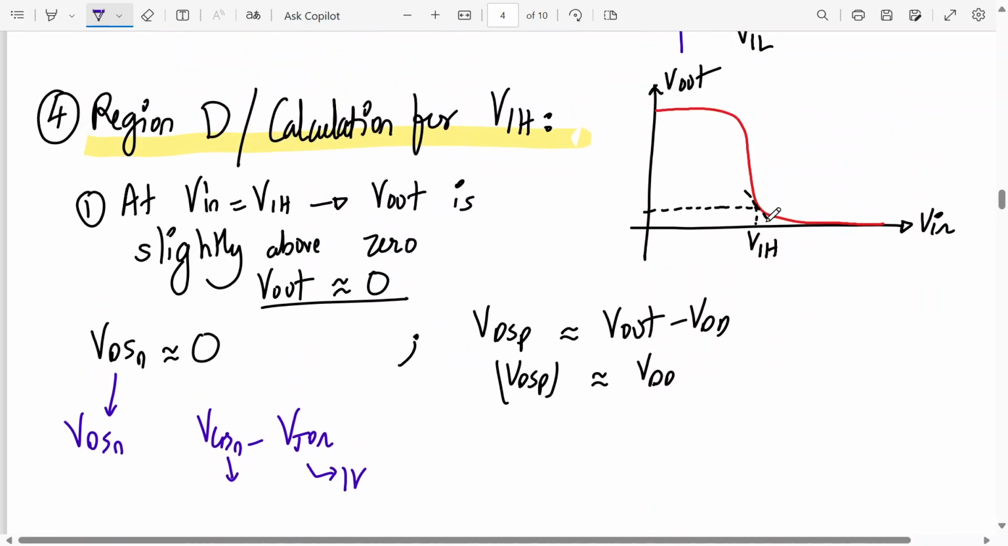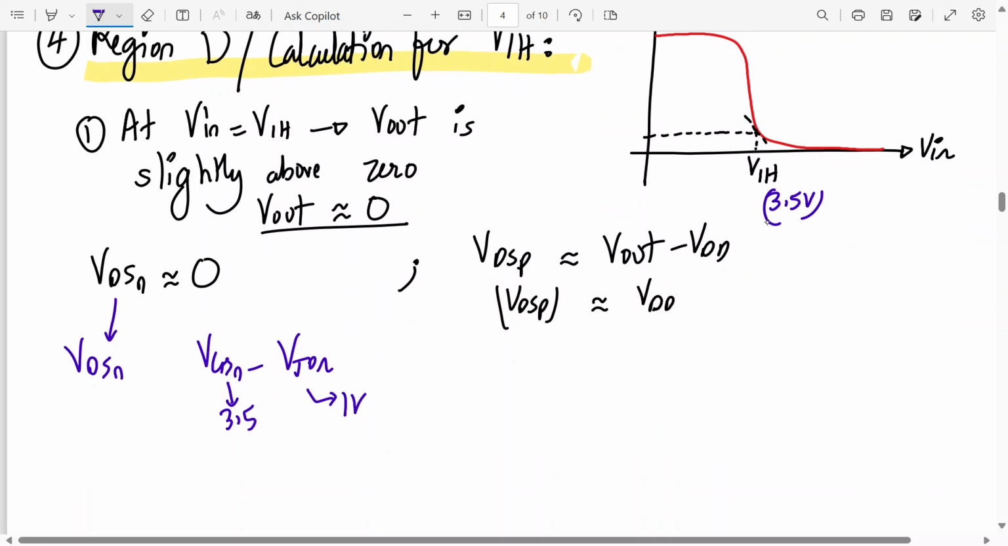Let's say the VIH value is somewhere around greater than VDD by 2, so let's say 3.5 volt. Okay, this is 3.5. So this is 0 almost. So is this less, right? That means my NMOS is in linear region. Agree? Because VGS is greater than VTN and VDS is less than VGSN minus VTON.